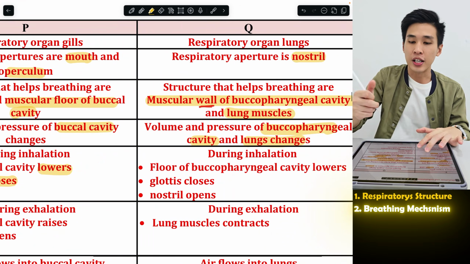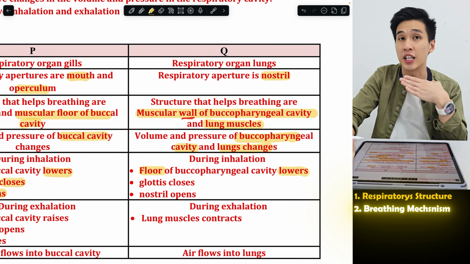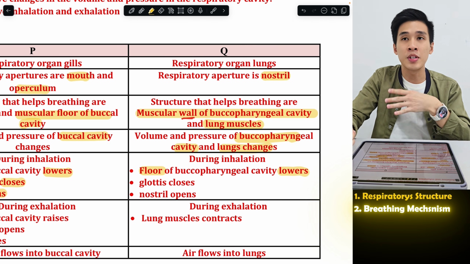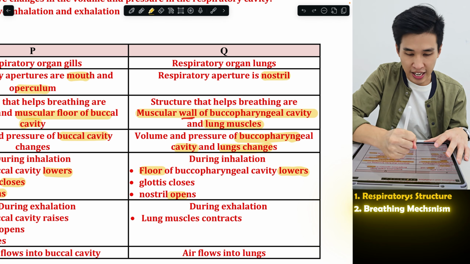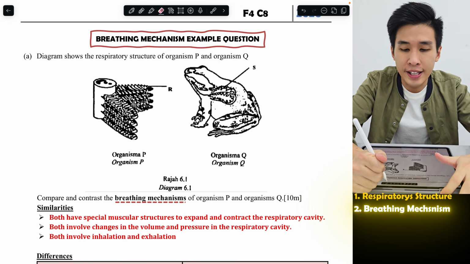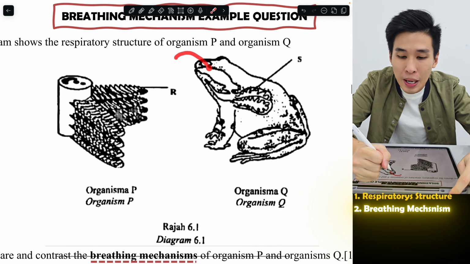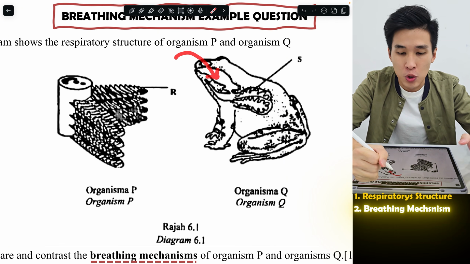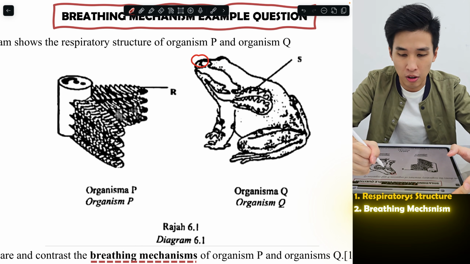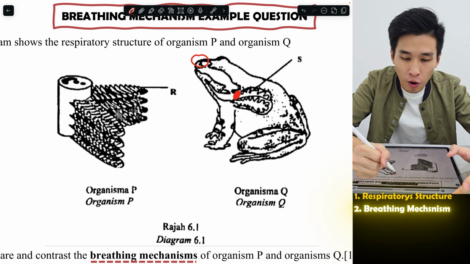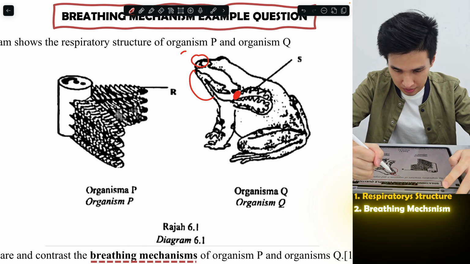For frogs, it is the floor of buccopharyngeal cavity that lowers instead of buccal cavity. Okay, then same thing, nostril instead of mouth will open so the air can enter. So nostril opens and then glottis closes. Now because for frog, their inhalation actually got two processes, which is number one, how air enters their mouth, the buccopharyngeal cavity. So when air wants to enter here, the nostril opens, the glottis will close. Then the floor lowers, so the mouth becomes big, so the air will enter.